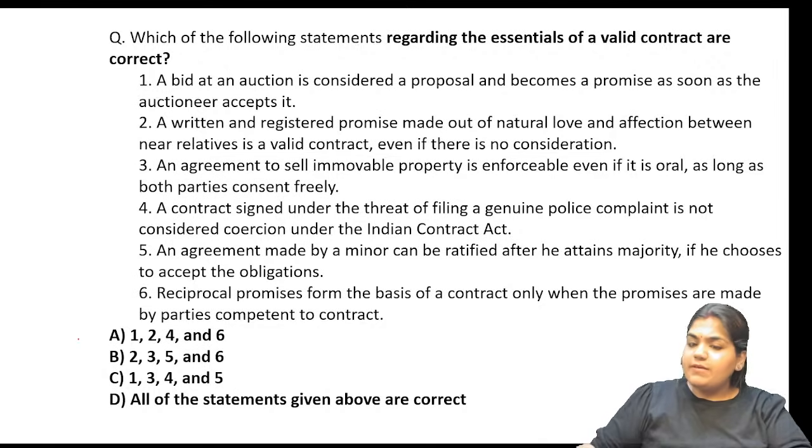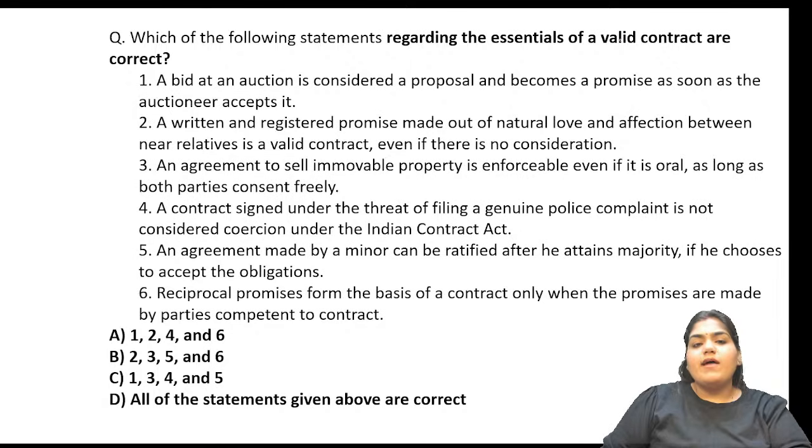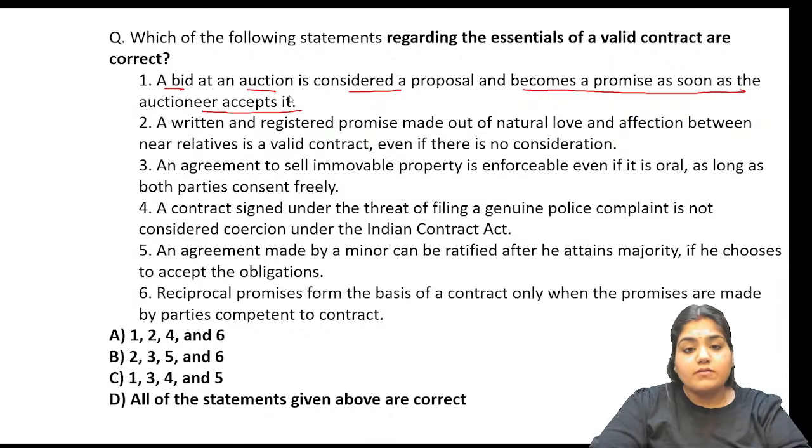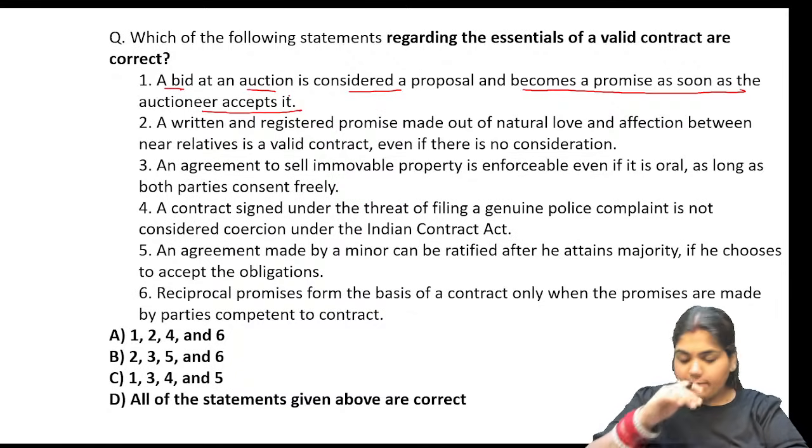Which of the following statements regarding the essentials of a valid contract are correct? A bid at an auction is considered a proposal and becomes a promise as soon as the auctioneer accepts it. Yes, look, you are at an auction.